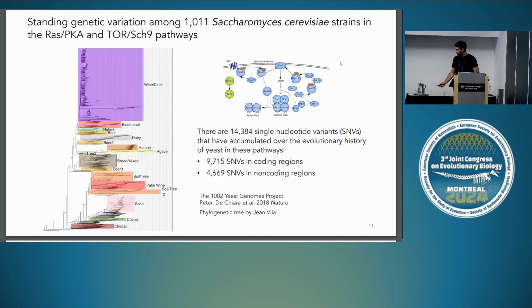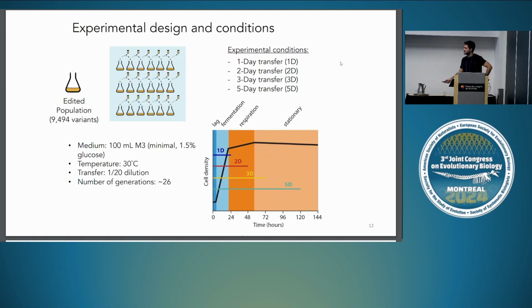And I'm working on yeast, Saccharomyces cerevisiae, so the genetic variation is coming from more than 1,000 strains that I'm representing here in this phylogenetic tree. The different colors represent the different ecological origins of these strains. So we have wine strains, beer strains, strains from the wild, clinical strains as well. And we find about 14,000 single nucleotide variants in the genes of these pathways, both in the coding and non-coding regions. And using CRISPR barcode, I was able to successfully edit 9,500 out of these variants.